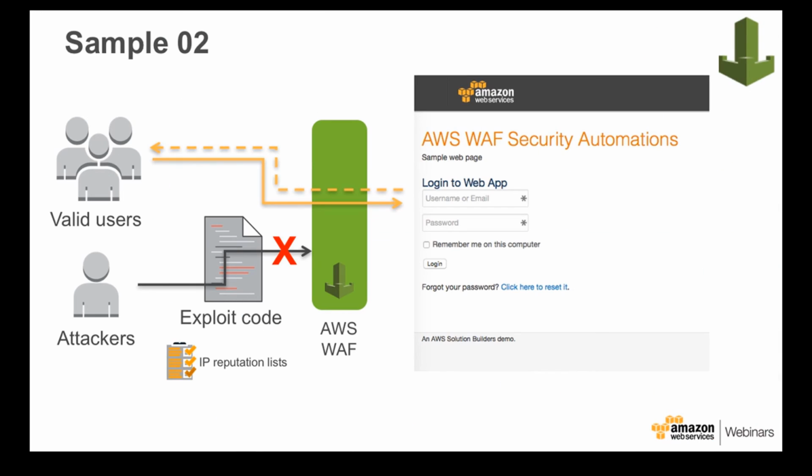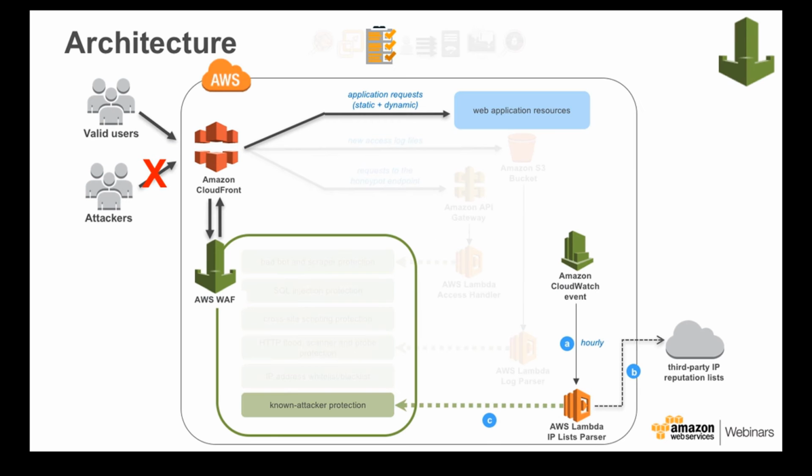Another kind of protection that we want is to block requests that come from suspicious origins. And the process is pretty simple. We have an event that triggers a Lambda function every hour. This Lambda function goes to the third-party list that we use for the solution, gets those IPs that we should consider suspicious, and then configures our AWS WAF protection to block the requests that come from those origins.